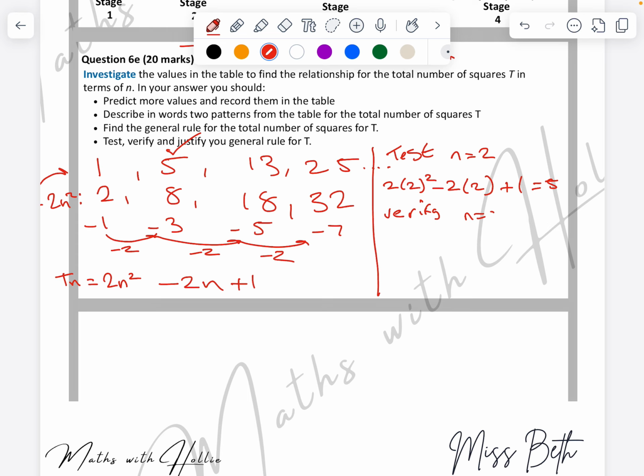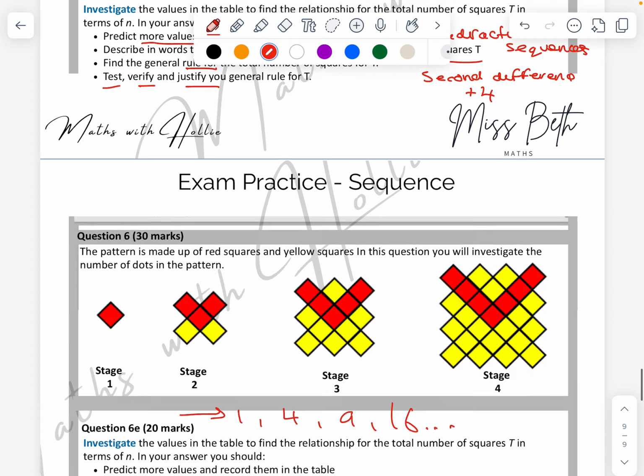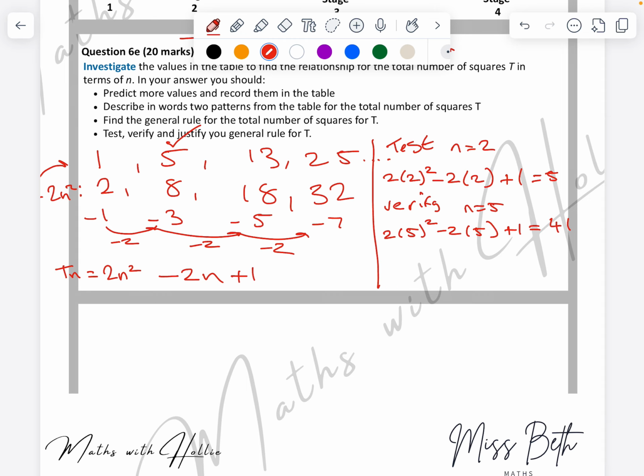Then if you verify, it has to be above it. So I'm just going to put 5 in. So 2 times 5 squared minus 2 times 5 plus 1 equals, so verify is the bottom 2. So if we work that out, that is going to be 41. Don't forget you have to write your sentences. So you have to write when you're testing that this matches the value in the table. And when you verify, you have to say this matches your value that you predicted.